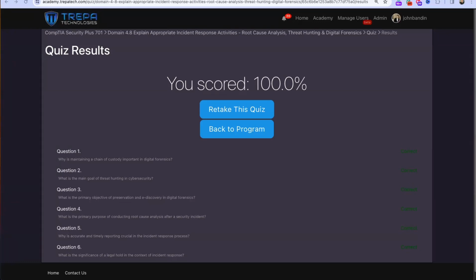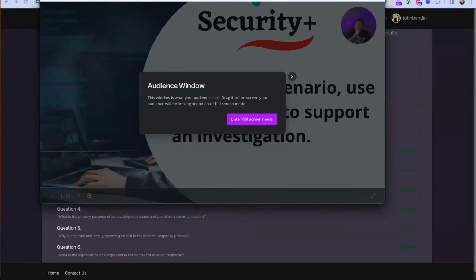Let me actually go ahead and restart this. Just doing that thing where the images weren't pulling up.